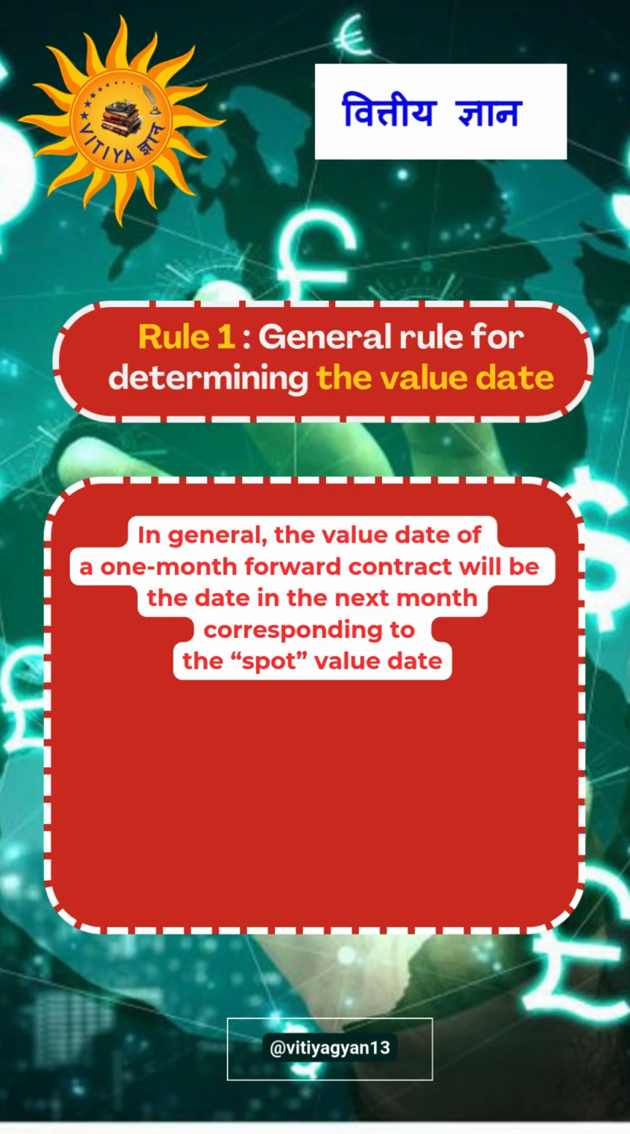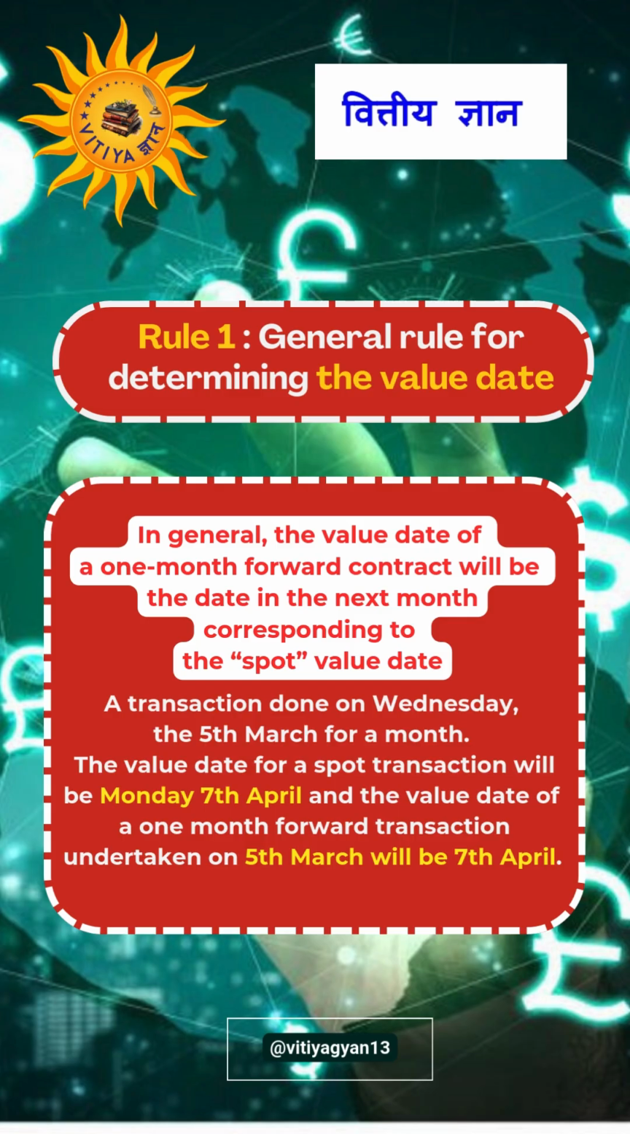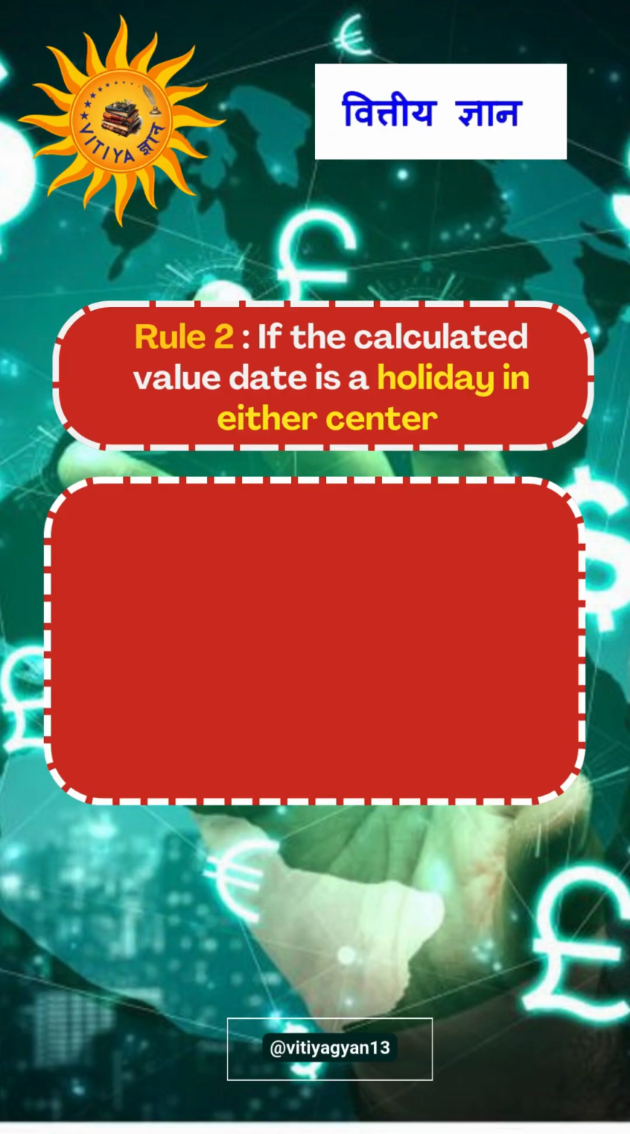Rule 1, that is the general rule for determining the value date. In general, the value date of a 1 month forward contract will be the date in the next month corresponding to the spot value date. Let's understand with an example. For example, a transaction done on Wednesday, that is the 5th March, for a month. The value date for a spot transaction will be Monday, that is 7th April, and the value date of a 1 month forward transaction undertaken on 5th March will be 7th April.